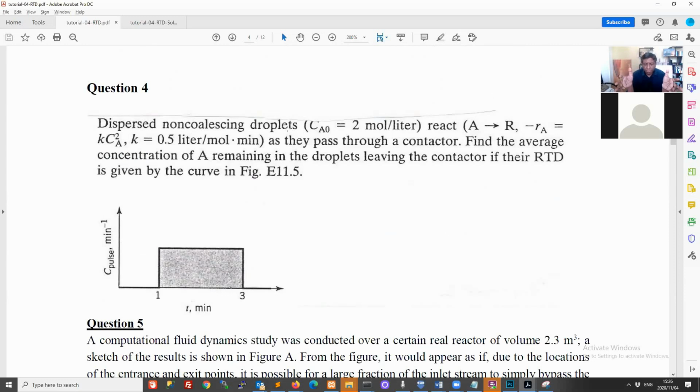So you've got some reactor, and we don't know what type of mixing that is, but we've got this reactor and it's being fed by a liquid stream. But the stream is a two-phase stream. So it has one continuous liquid and it also has droplets suspended in that liquid. And those droplets are not coalescing. So even if they collide, they don't combine and form bigger droplets. They retain their identity as droplets. And so the droplets are entering at a specific concentration.